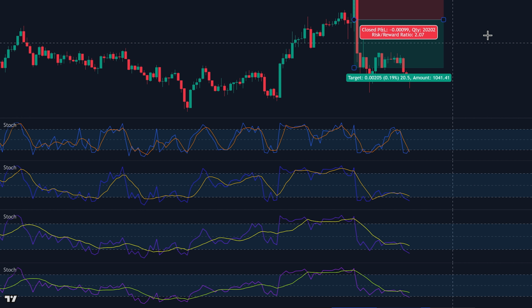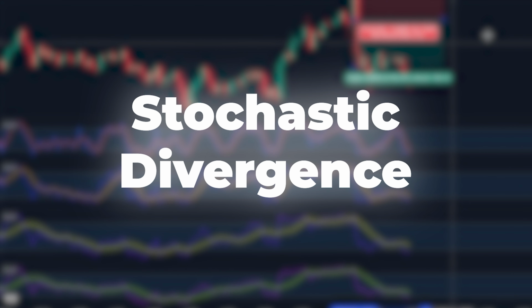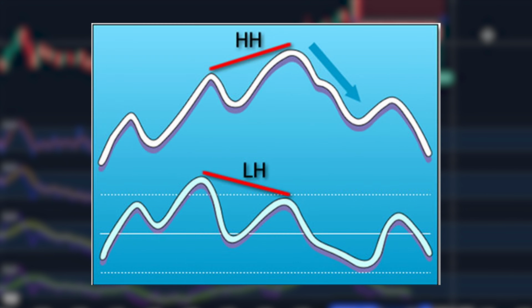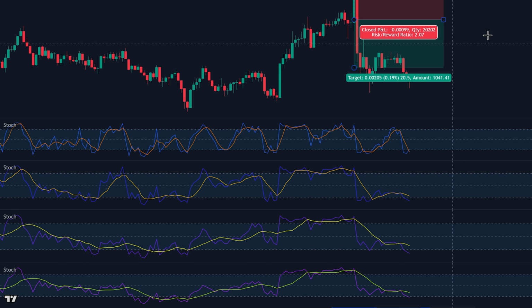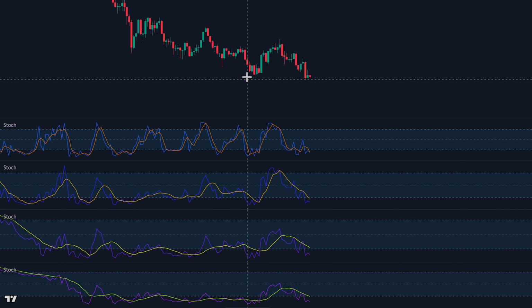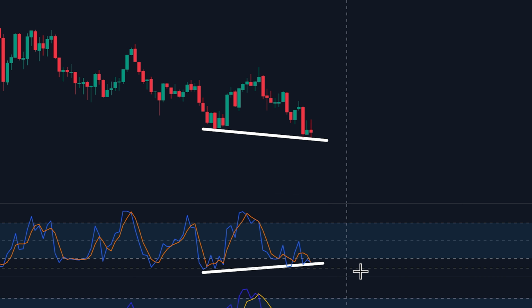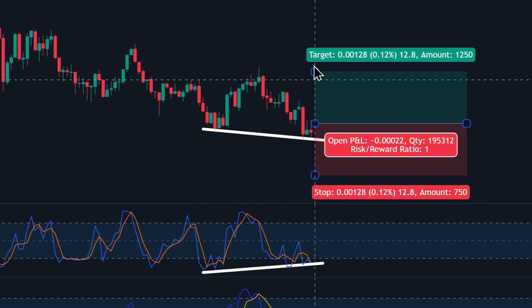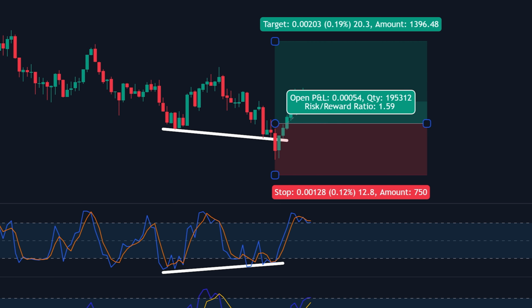The next element of our strategy is stochastic divergence. Divergence is a phenomenon where the price action and the stochastic indicator do not move in tandem. In the case of bullish divergence, you may observe that the price makes a lower low while the stochastic reading makes a higher low. This discrepancy suggests that the selling pressure is fading and that a reversal to the upside is likely imminent.